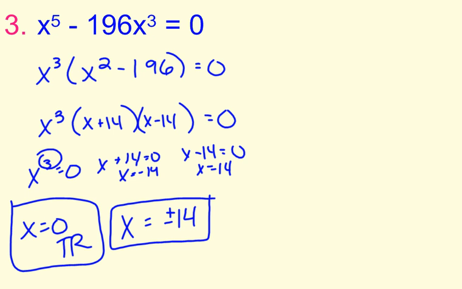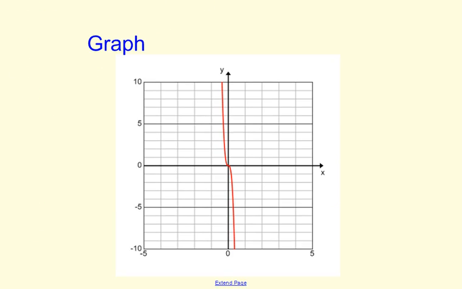And again, let's take a look at this graph. I don't have the negative 14 on here because I wanted to zoom in again and let you see how that has that little horizontal look almost when it hangs out at that 0 point. So you can see what that triple root looks like.